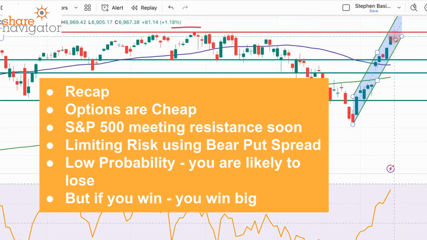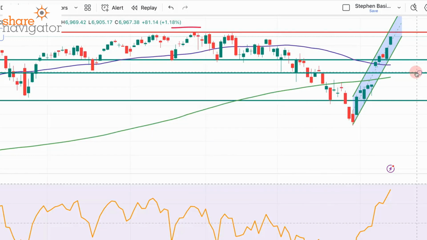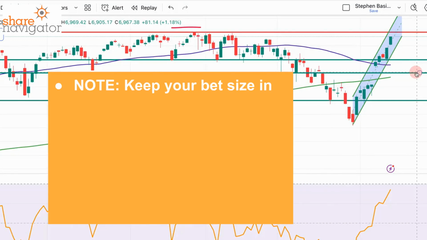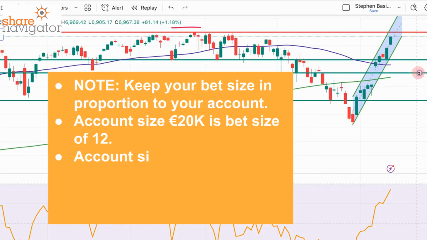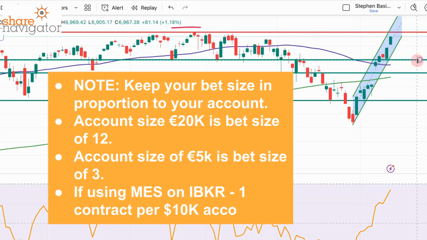And we're only risking 90 to make 510. It's a combination of two options. We're going to do 6,800 as the long option, so we'll buy that put option. And then we're going to sell the 6,700 put. That's the short option. Okay. The net cost of the trade to us per 10K account will be $90. So that's a bet size of 6 on each leg. Okay. So if you had a 30K account, your bet size would be 18, and so on and so forth.